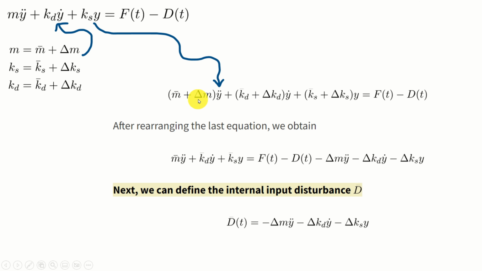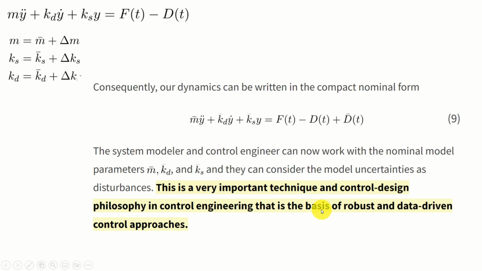So what did we do over here? We took all these uncertain terms, such as delta M multiplying acceleration, delta Kd multiplying velocity, and delta Ks multiplying y, and we put them on the right hand side of the equation. Then, we can define the internal input disturbances d bar by taking these parameters, multiplying the acceleration, velocity, and displacement, and we can group them together and call them d bar. And d bar is now the internal input disturbances.